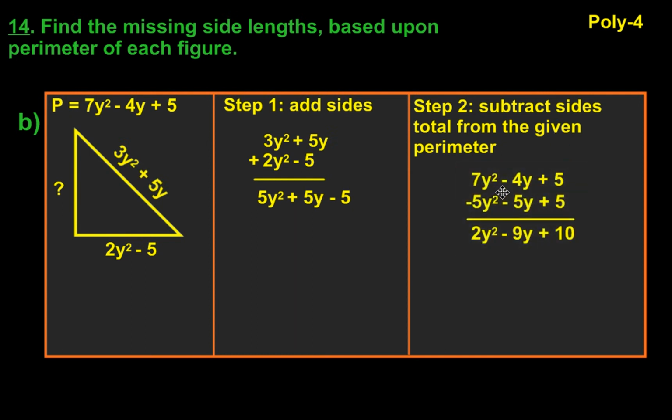So we have 7y squared minus 4y plus 5, which was the original perimeter. And keep in mind, since we're subtracting, I need to take this and give the opposite signs. So I now have -5y squared minus 5y plus 5 right here. I'm not showing it, but I changed the signs. Now I can go ahead and subtract. Well, actually, I can go ahead and add. So it's 5 plus 5 is 10. -4 and -5 give me -9y. And -5 and 7 give me a positive 2y squared.